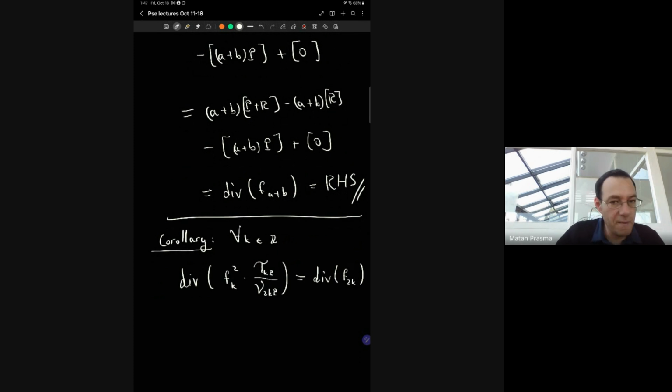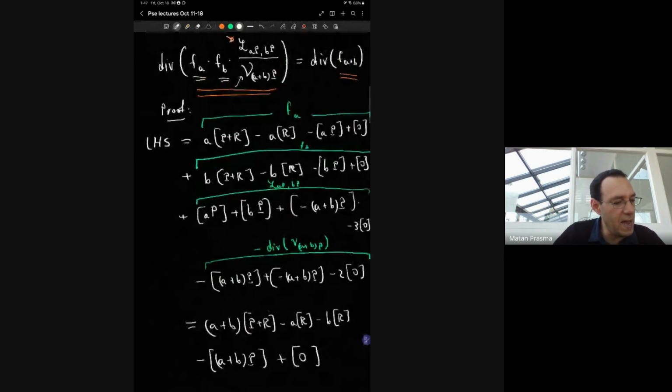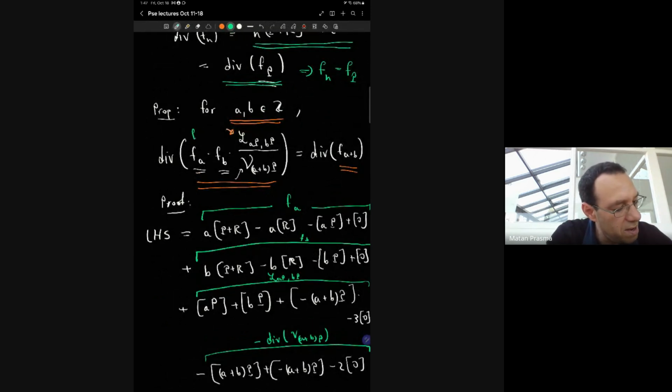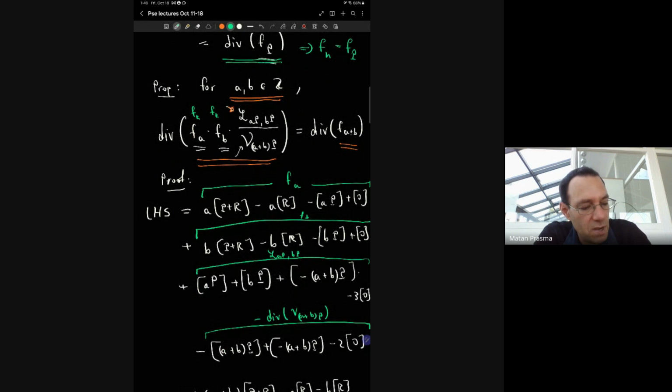And the reason is very simple. I mean, just look at what we did. Proof: take a equals b equals k in the previous proposition. If I take a equals b equals k, then I have f_k. If a is equal to b, then the line through aP and bP is the line between aP and aP. This is the same as the tangent line at aP, but a is equal to k, so the tangent line at kP. And here I have V at (k plus k)P, okay? And this is the divisor of f_(k+k), so f_2k.